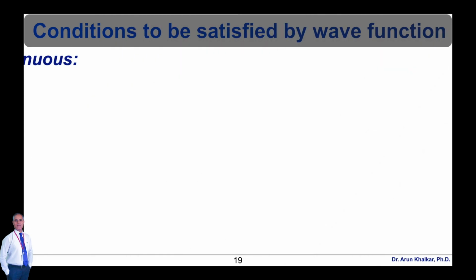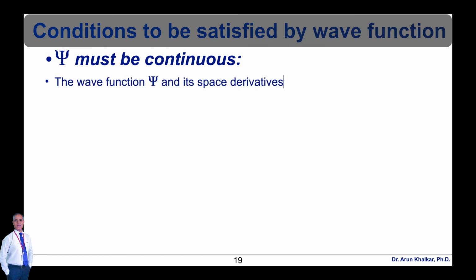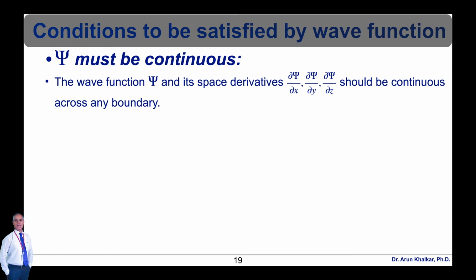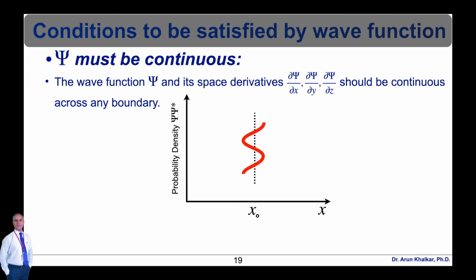The next condition to be satisfied by the wave function is psi must be continuous. The psi function should be continuous across any boundary. Since psi is related to a physical quantity, it cannot have a discontinuity at any point. Therefore, the wave function psi and its space derivatives, that is delta psi by delta x, delta psi by delta y, and delta psi by delta z, should be continuous across any boundary. Since psi is related to a real particle, it cannot have a discontinuity at any boundary where potential changes.